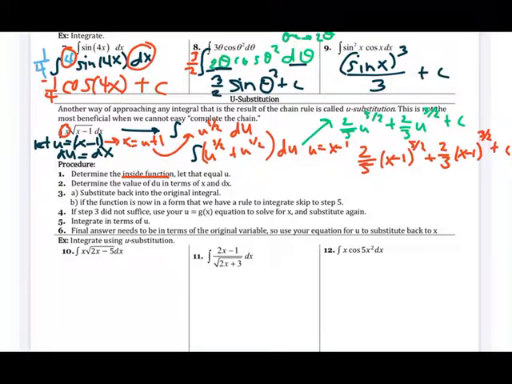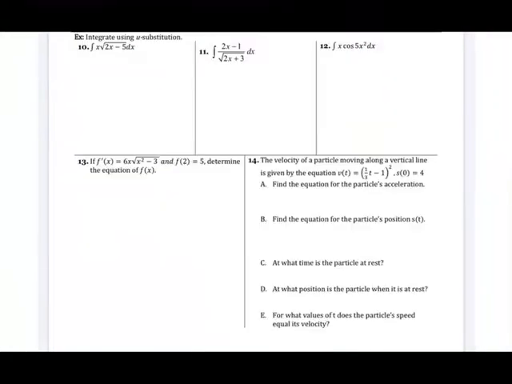Take the derivative so that you have du in terms of x and dx. Sometimes you're going to need to solve for x. Sometimes you won't. Then plug everything into your integral and integrate in terms of u, and then substitute your u back, your u equals whatever in terms of x back in so that your final answer is in terms of x.